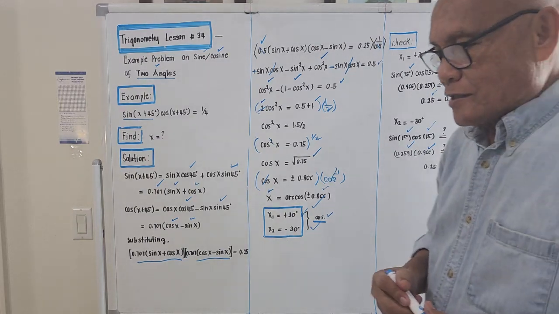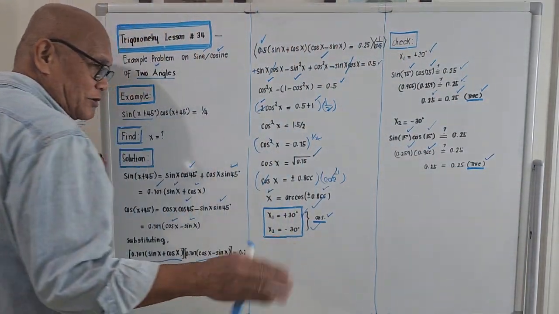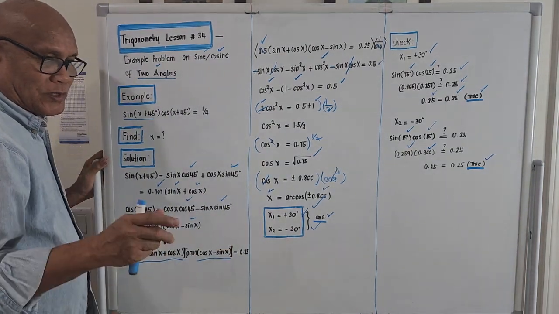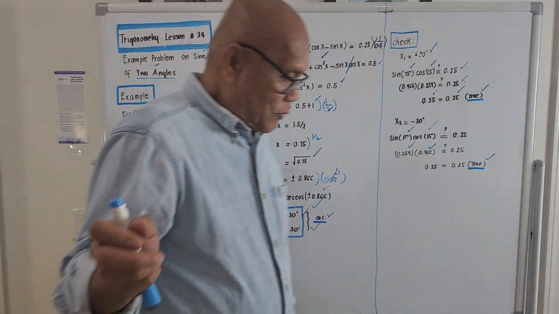Okay, that's it, guys. That's how we produce solution number 2 by using the expansion of the sine and cosine of two angles.